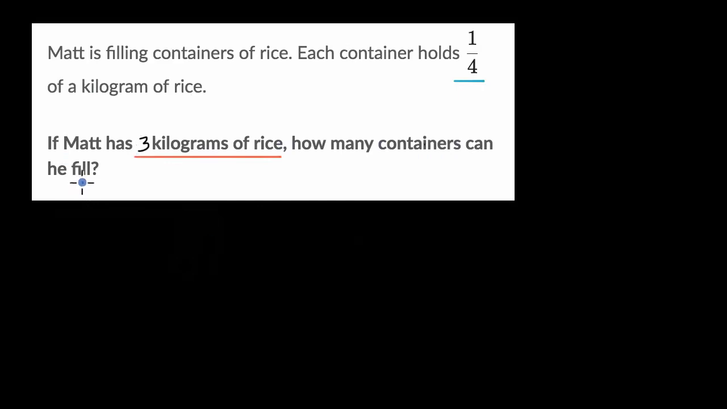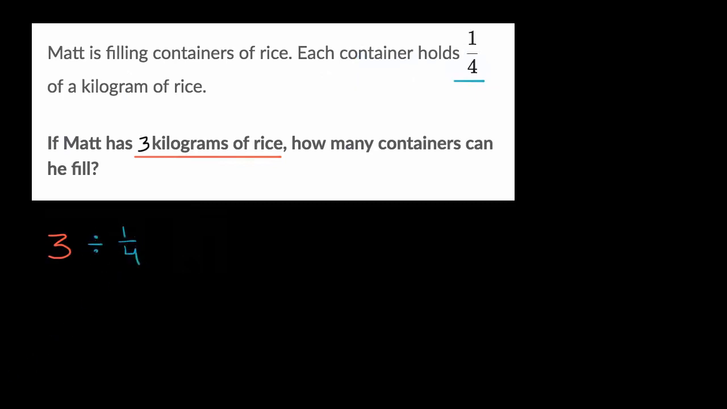All right, so let's think about what's going on. We're starting with a total amount, 3 kilograms of rice, and we're trying to divide it into equal sections. In this case, we're trying to divide into equal sections of 1/4 of a kilogram. So we are trying to figure out what 3 divided by 1/4 is going to be equal to.